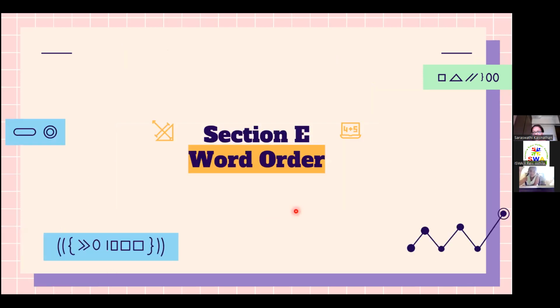And now let's go to our lessons. Last week, as I said, we were doing the English paper that is set in Singapore, and the paper consists of different components, which are normally given as sections. This week we are starting out with section E, and this section E is called word order.